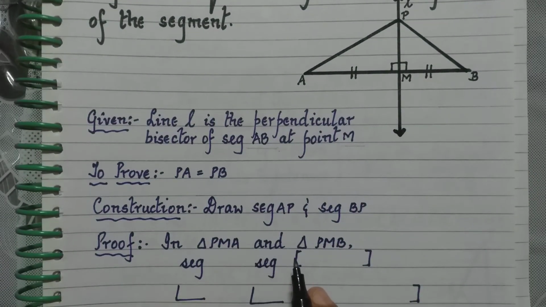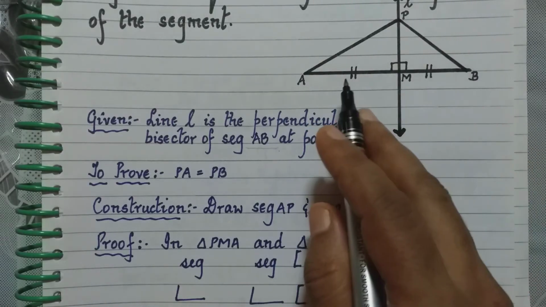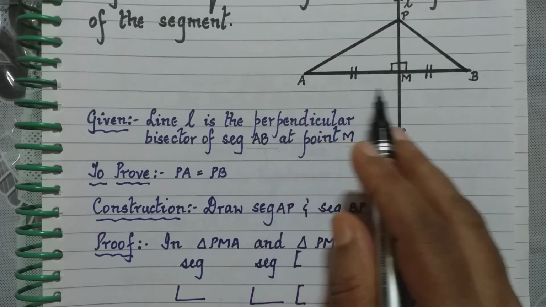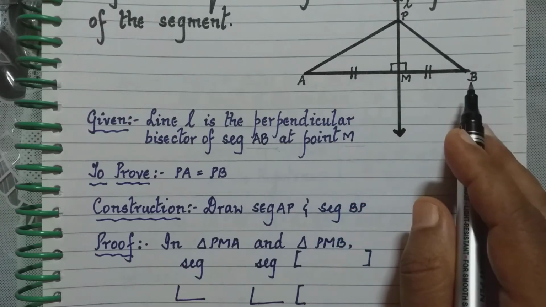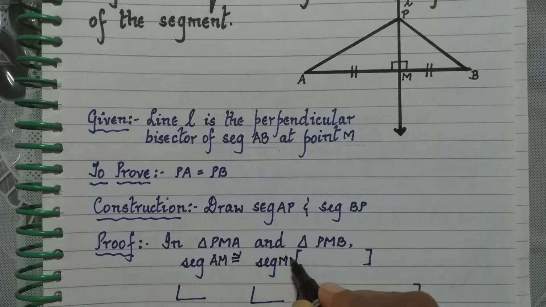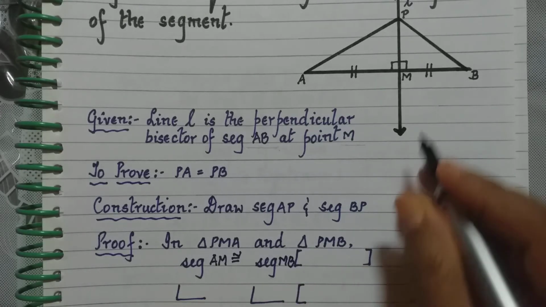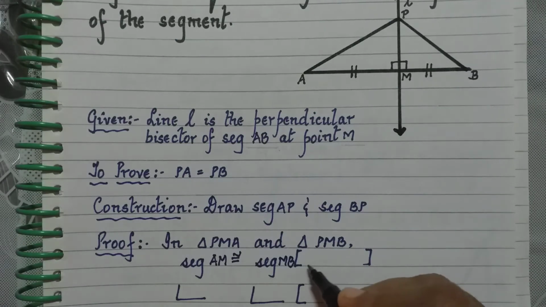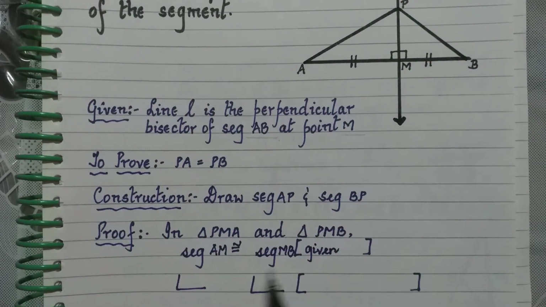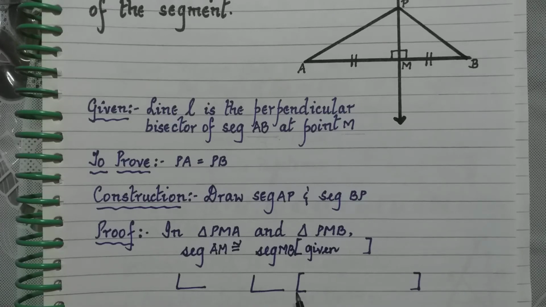So see here, in triangle PMA and triangle PMB, now we have to prove that these two triangles are congruent. First we take the segment AM is congruent to segment MB. So we write here segment AM is congruent to segment MB. What will be the reason? This is a perpendicular bisector. Therefore, it should be given. Perpendicular bisector to this line segment was given. So, it is given.